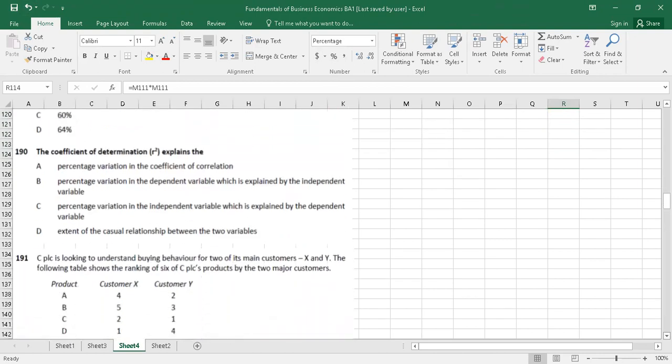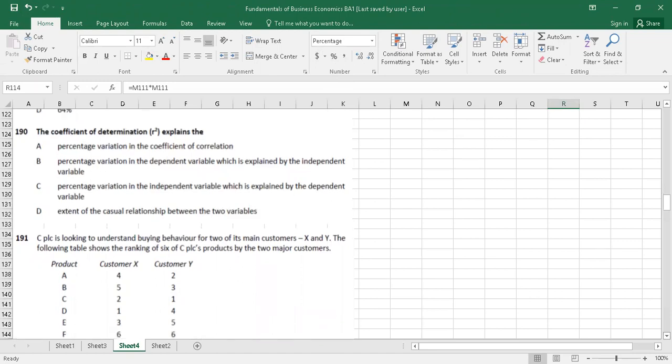The coefficient of determination R square explains the percentage variation, not the coefficient of correlation. So what's the correct answer? Percentage variation in the dependent variable, which is explained. So B will be the answer. Here, the answer is B.